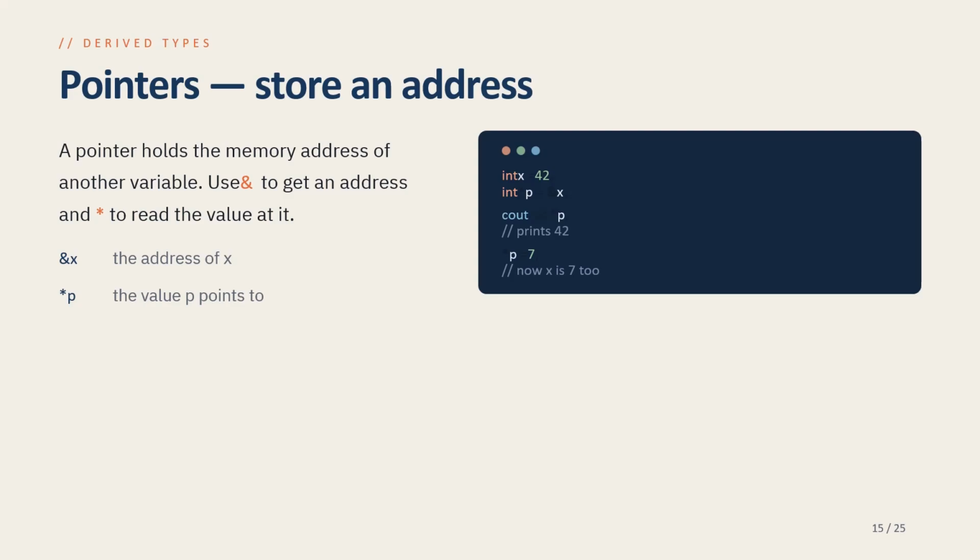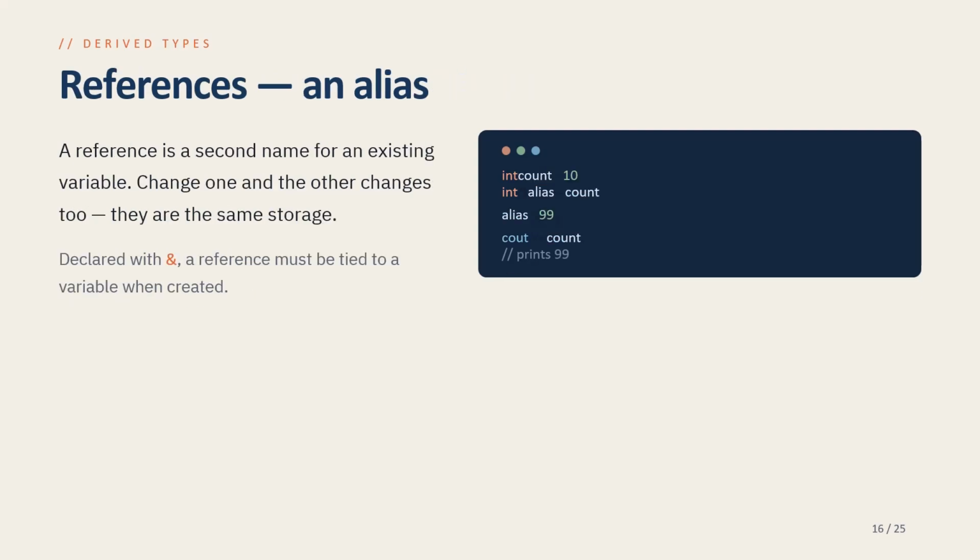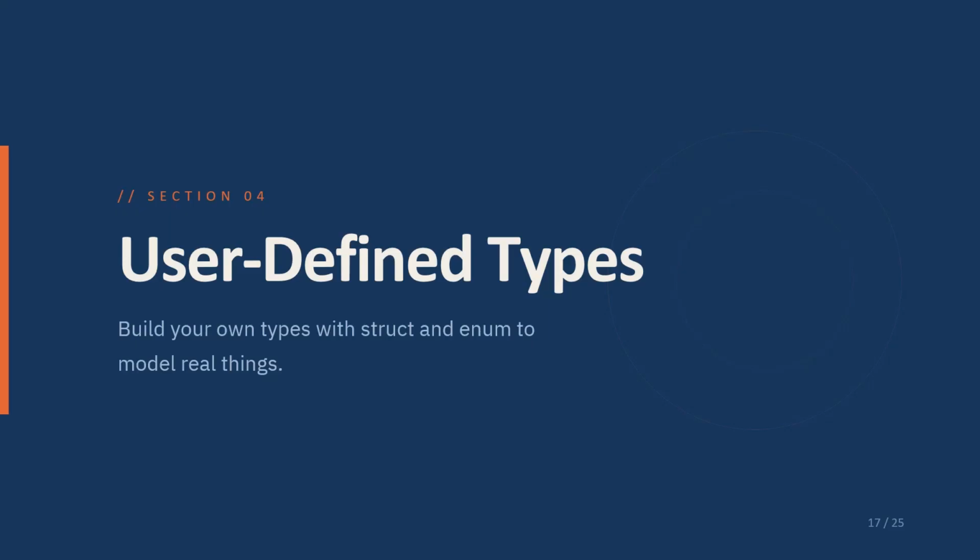And next come the references. A reference is another name for an existing variable. Unlike pointers, references must be initialized when they are declared and cannot refer to another variable later. Any change made through the reference directly affects the original value, since both refer to the same memory location.